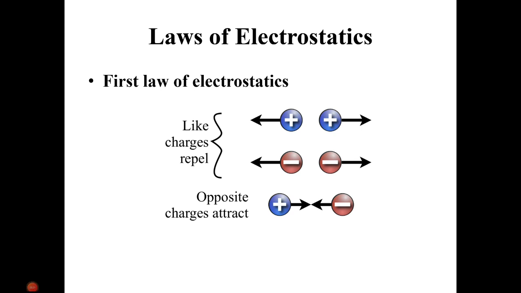Now we are looking into the laws of electrostatics. Basically there are two laws of electrostatics, that is the first law of electrostatics and the second law of electrostatics. The second law of electrostatics is also known as Coulomb's law of electrostatics.